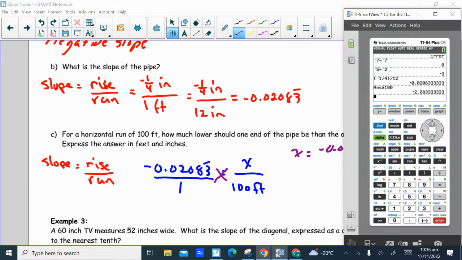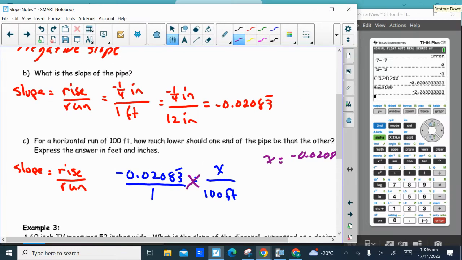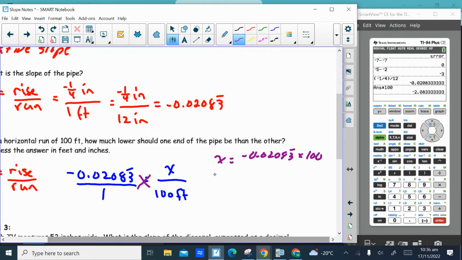Let me just move this over here. There we go. Negative 2.083 repeating. So this is the rise. Let's put that in brackets. The negative part means that it's going to be below the other end where the pipe starts. Okay? So that means it's going to be 2 feet below plus 0.083 feet more.